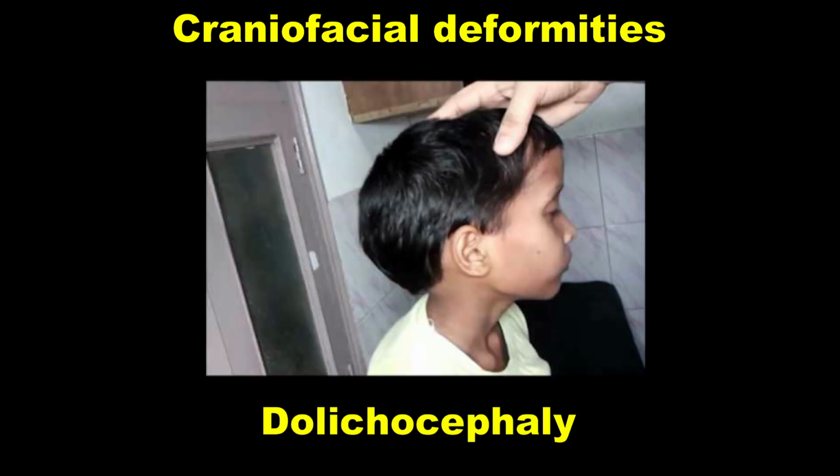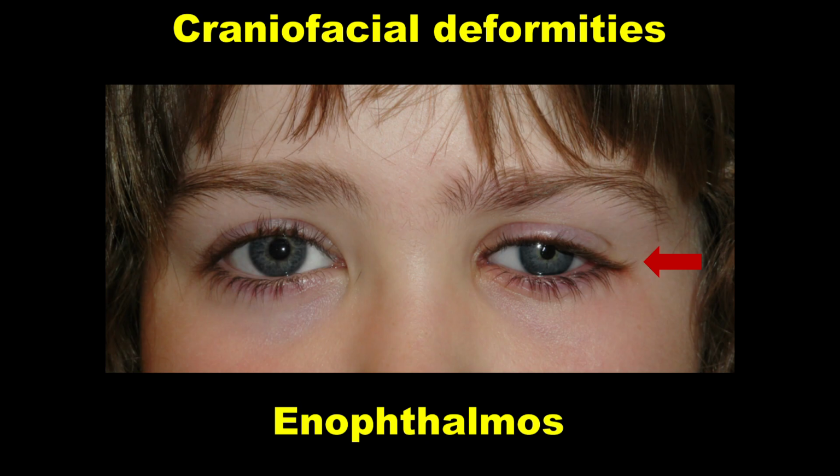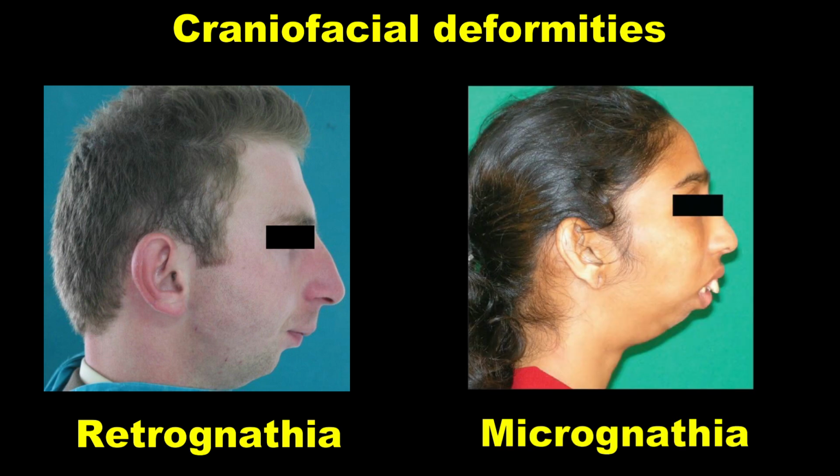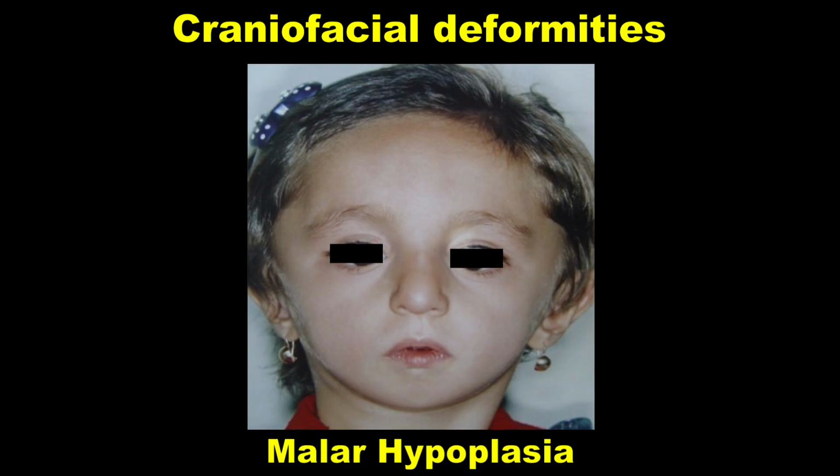There may be craniofacial manifestations also, like dolichocephaly, which is a narrow skull, or enophthalmos, which is sunken and deep-set eyes. Marfan syndrome can manifest as a condition called retrognathia, which is abnormal posterior positioning of the mandible relative to the facial skeleton, or micrognathia, which is a small mandible relative to the facial skeleton. In some patients of Marfan syndrome, we can see something called malar hypoplasia. This is the flattening of the mid-face skeleton.